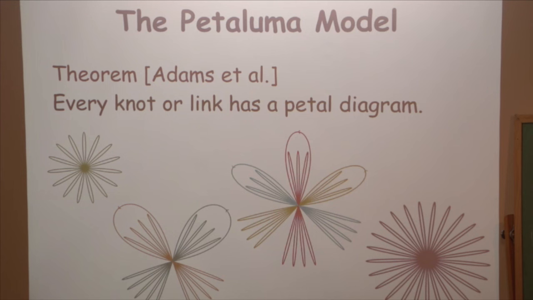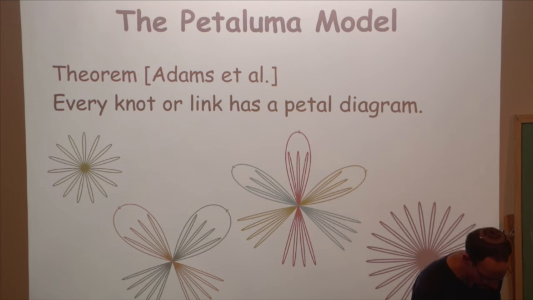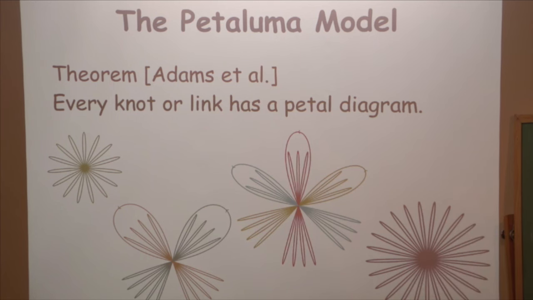So the number of petals will be the number of intersections with that straight line. And now this is almost the petal diagram, and we've already seen that when we have this large petal above everything, we can move it with another color, let's say red, to be either above everything or below everything. This way, here we have our regular petal diagram. So it's a very nice argument by Adams.